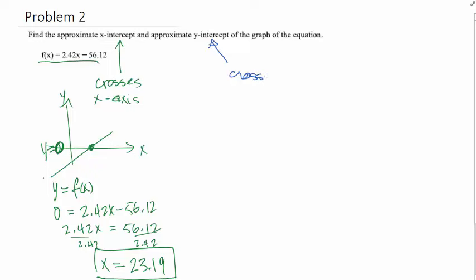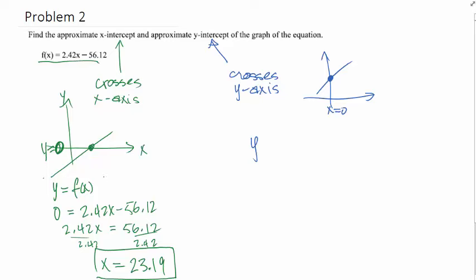The y-intercept, for some cases, is a little bit easier. I mean, the calculations might be a little bit easier. If we go through the same thought process, the y-intercept is where it crosses the y-axis, and where it crosses the y-axis would be a point where x is equal to 0. So that's what we'll do.